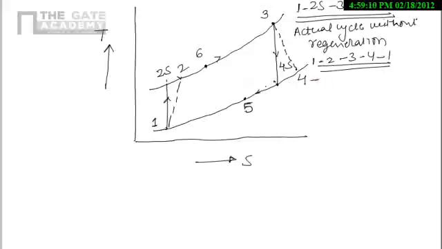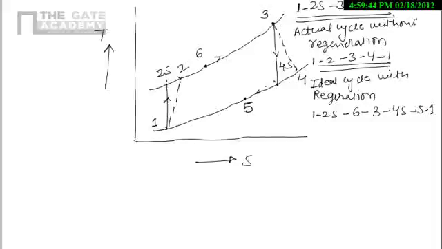So I will write ideal cycle with regeneration. In both the cases we will see it is due to the regeneration, ideal cycle with regeneration. So we are starting from 1, 2s, and then we will go to 6, we are having 3, we are having 4s, we are having 5 and then 1. So 1, 2s, 6, 3, 4s, 5, 1. That is ideal cycle with regeneration.